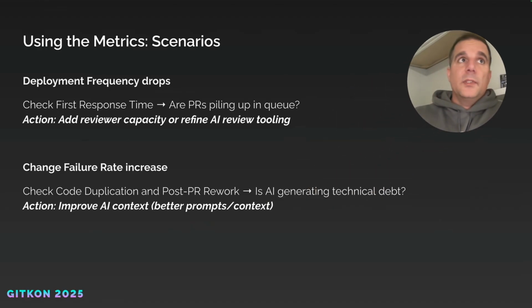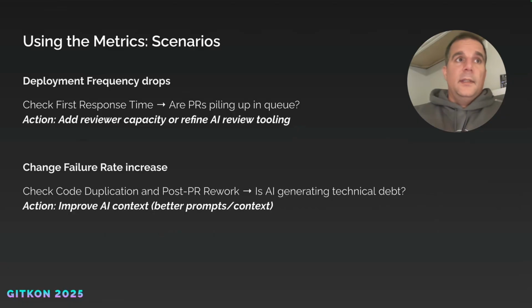So to close this out, there are a couple of scenarios I think are very useful, where you're looking at deployment frequency dropping or even just staying flat. You can check that first response time and find out, hey, are PRs piling up, or is the time going up? Some of the things we found you can do: add reviewer capacity, or refine your AI review tool to have better context, or even use an automation to add an extra set of eyes to help improve review times, or review quality at least.